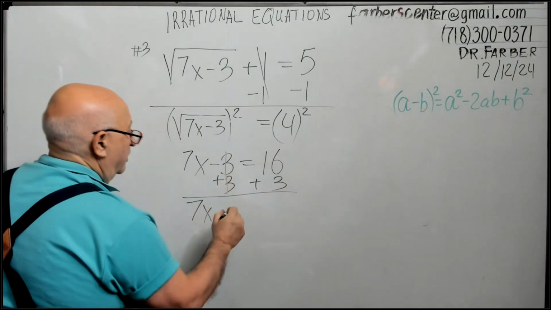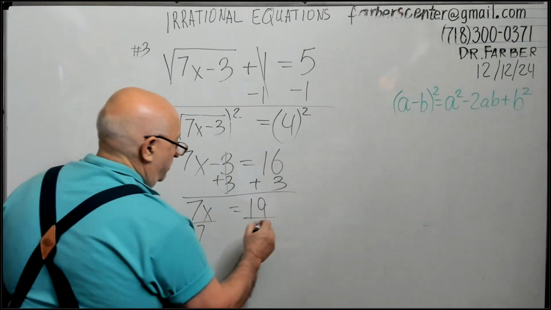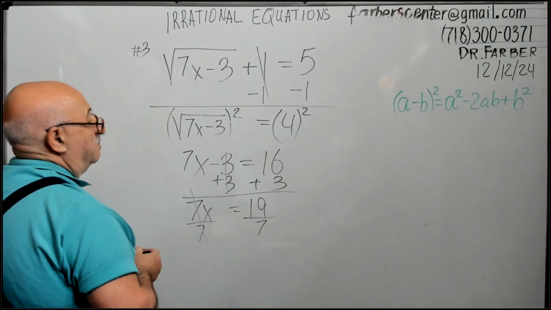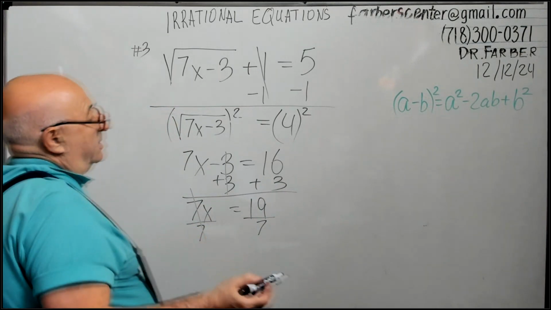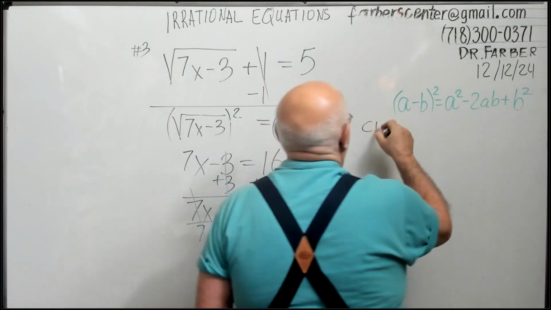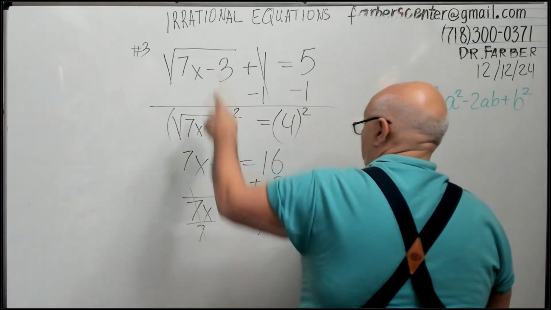7x cancel out equals 19. Divide by 7. x equals 19 over 7. Not necessarily supposed to be a whole number. How to check? Take this and plug into the original equation.